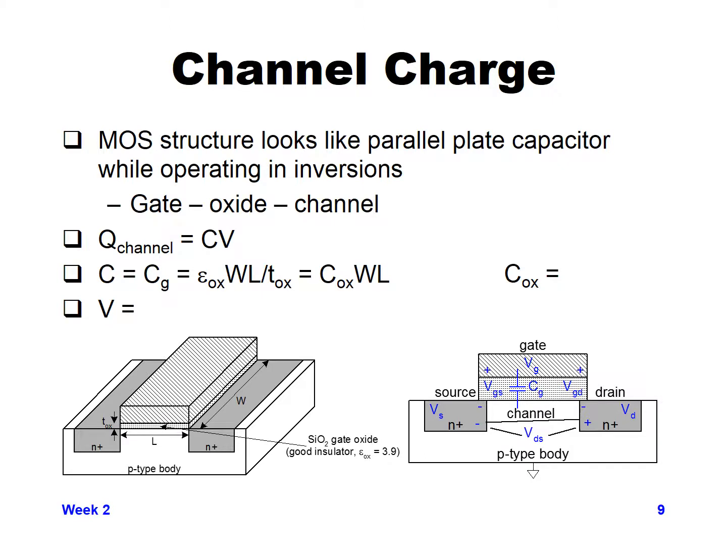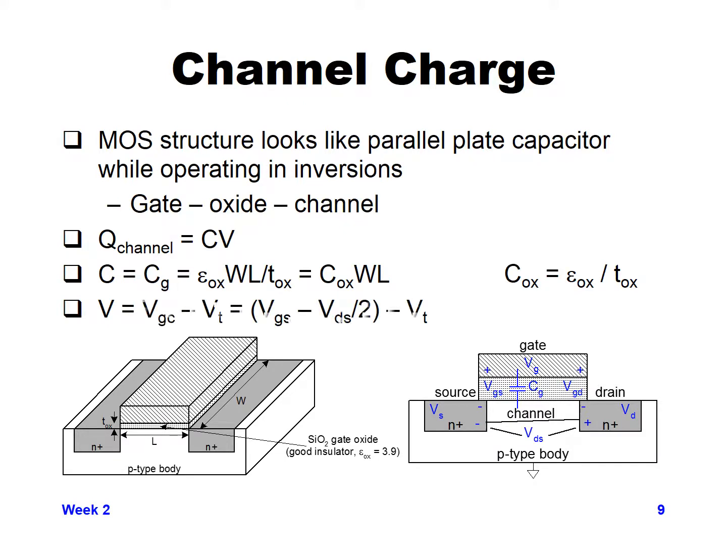The capacitance of the structure, Cg, the capacitance of your gate, is epsilon oxide, which is a physical parameter of silicon dioxide. You can look it up. That's multiplied by the width times the length of your gate, because the larger the area of your gate, the more capacitance you have. Then you divide by the thickness of your oxide, because the thicker your oxide is, the less capacitance you get. The thinner the oxide is, the more capacitance you get. Cox is defined as epsilon oxide divided by the thickness of your oxide, so we can replace that in this equation and get Cox times W times L as the overall capacitance of your device.